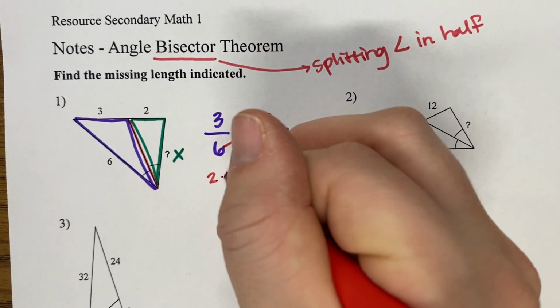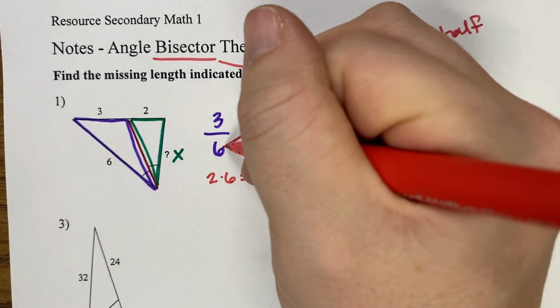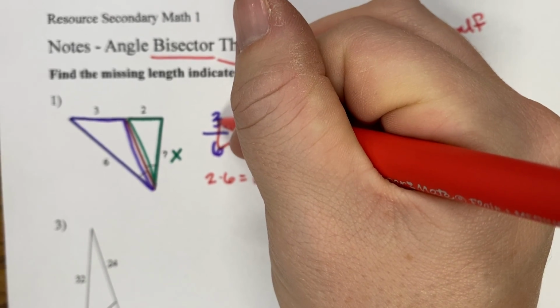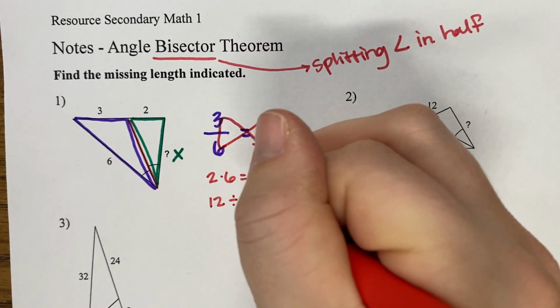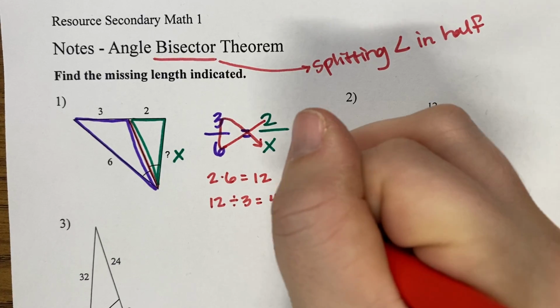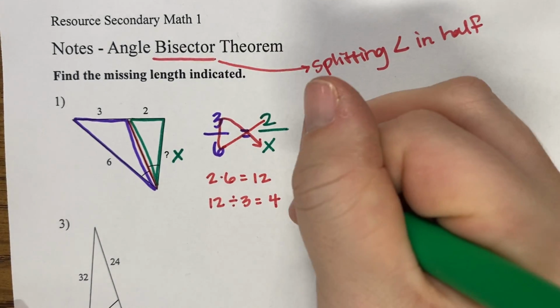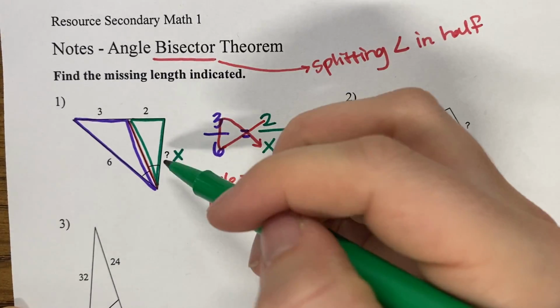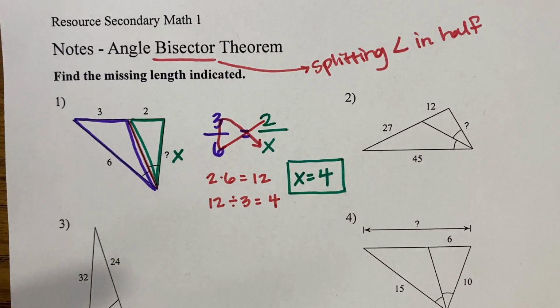Okay, so we're going to take 2 times 6. That's going to give us 12. Okay, then from 12, we're going to divide by our 3, which will give us our answer. 12 divided by 3, which will give us 4, which is our missing side. So x, our missing side of our green triangle, is 4. Beautiful.